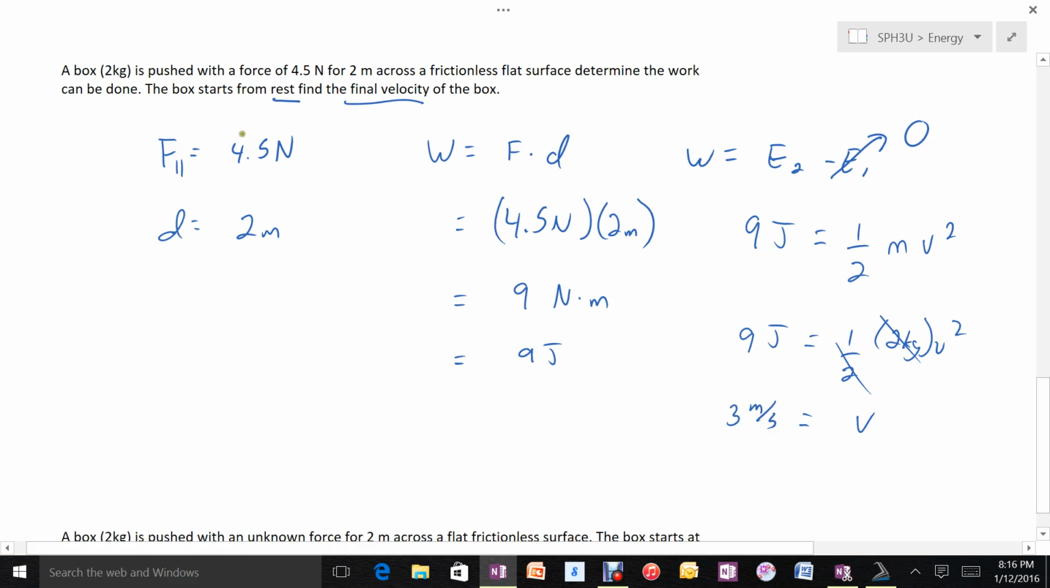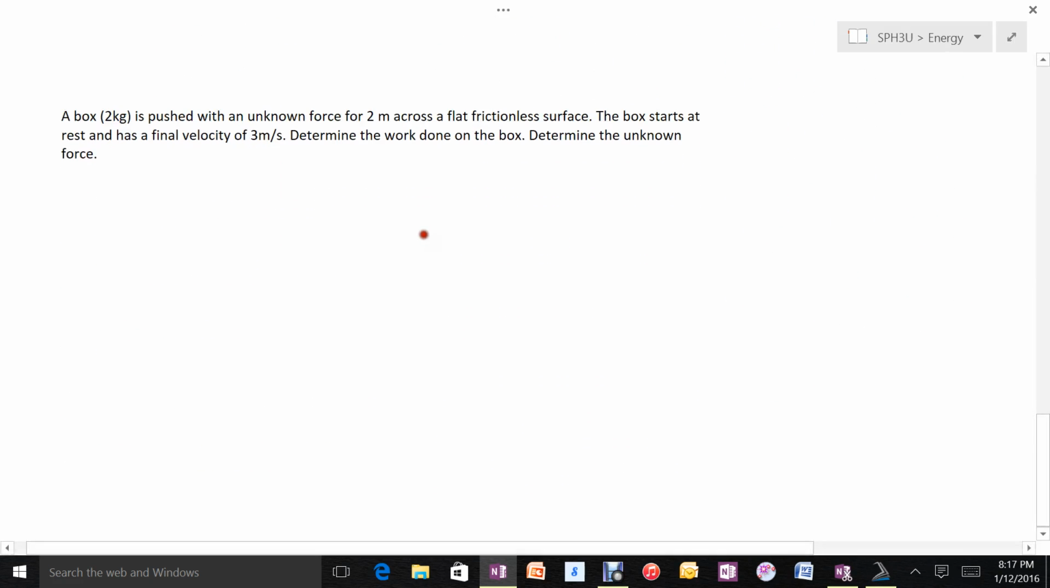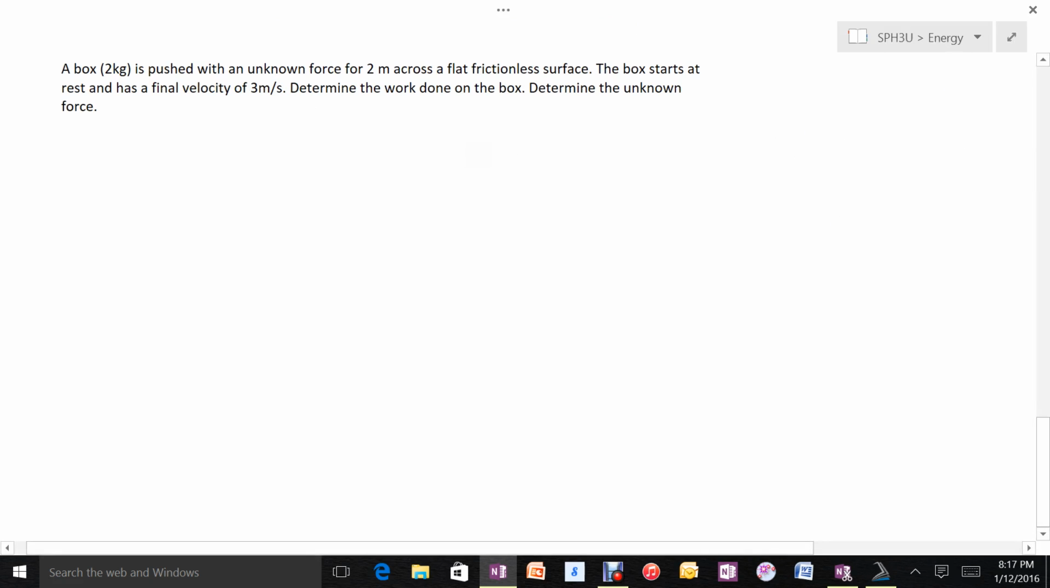So here we looked at a force and a displacement causing work, and as a result, looked at that work to see how much energy the block had, and if that energy was kinetic energy, how much velocity that box had. We're going to do that exact same problem, but this time we're going to do it in the opposite order. A box is pushed with an unknown force for 2 meters across a flat, frictionless surface. The box starts at rest and has a velocity of 3 meters per second. Determine the work done on the box.